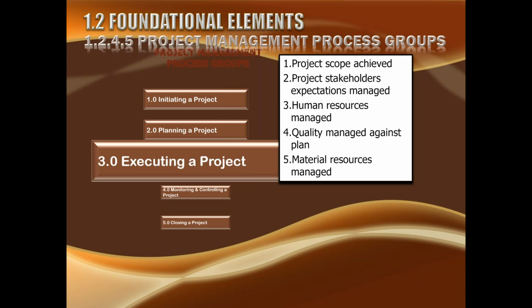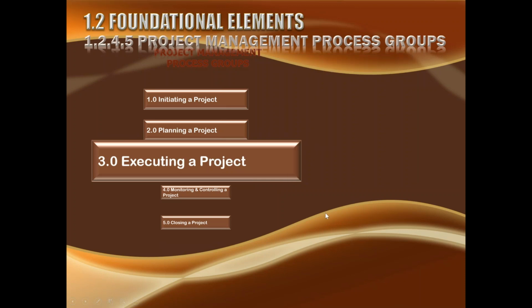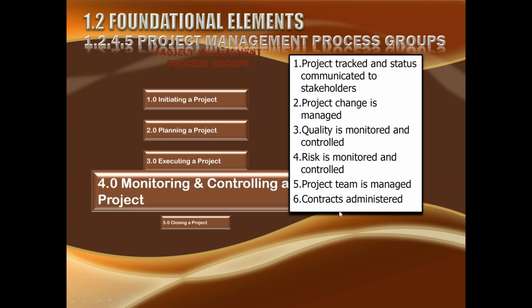So when you execute the project according to the project management plan, the scope will be achieved, stakeholder expectations will be managed, human resources will be managed, quality managed against the plan, material resources managed, and so on and so forth. So the things will happen in execution according to the plan. And in monitoring and control, we will see what has happened according to the plan and what has not happened according to the plan. So the project is tracked and status communicated to the stakeholders.